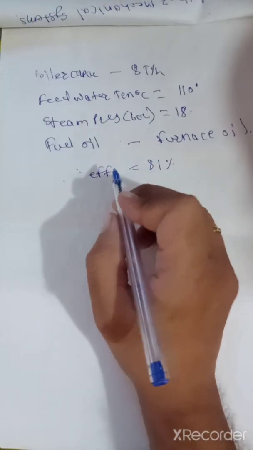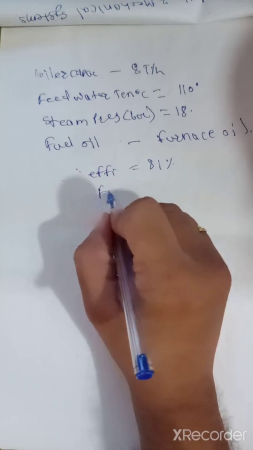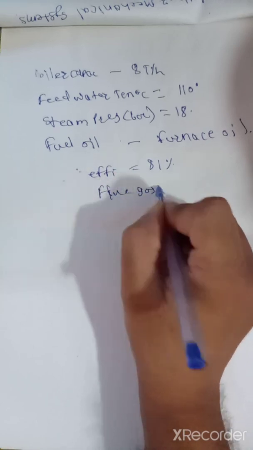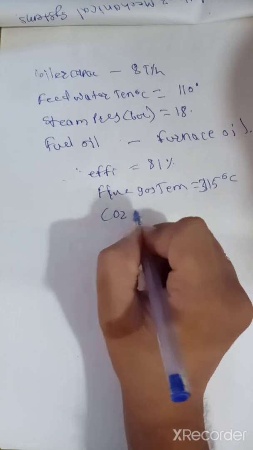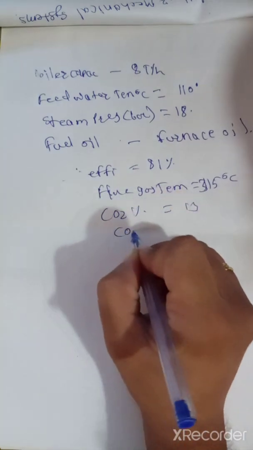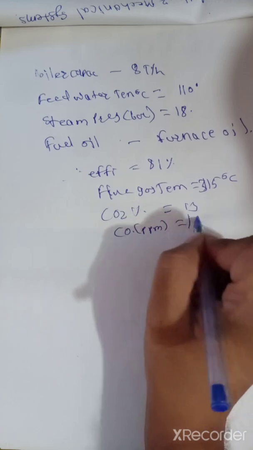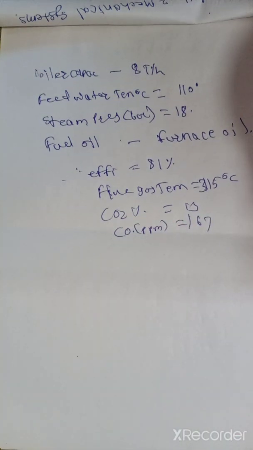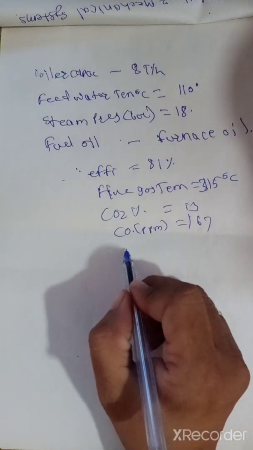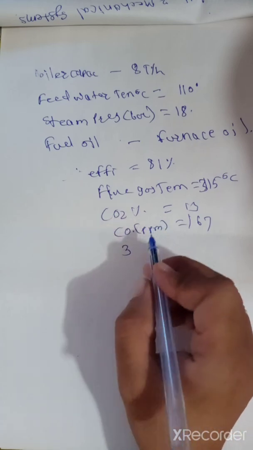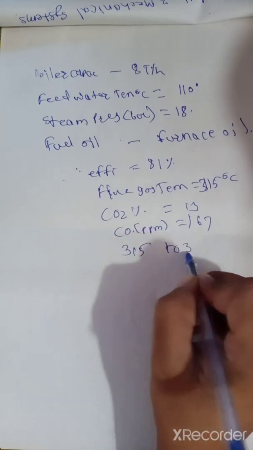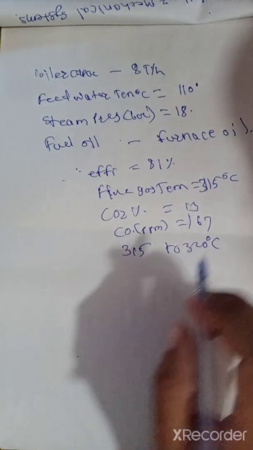This case study is already done in the book. Flue gas temperature is 315 degrees Celsius, CO2 percentage is 30, CO is 167 ppm, right? So by this, the temperature in the flue gas is in the range of 315 to 320 degrees Celsius, right?